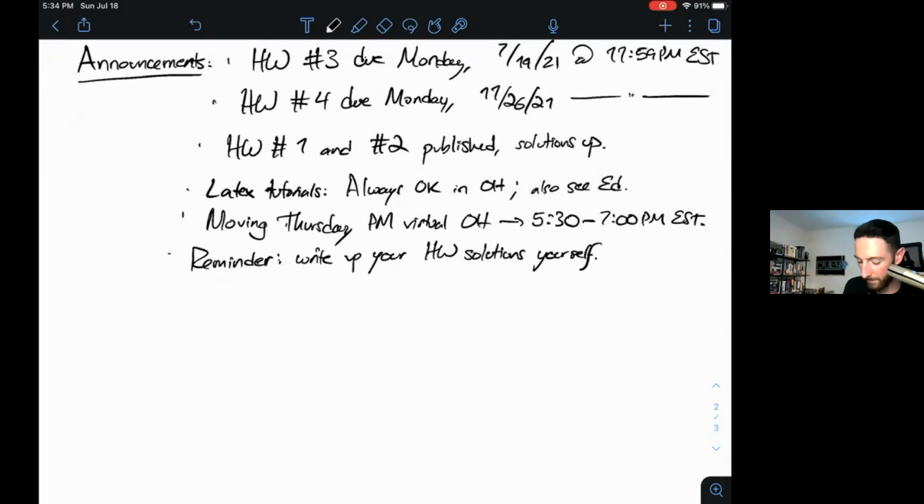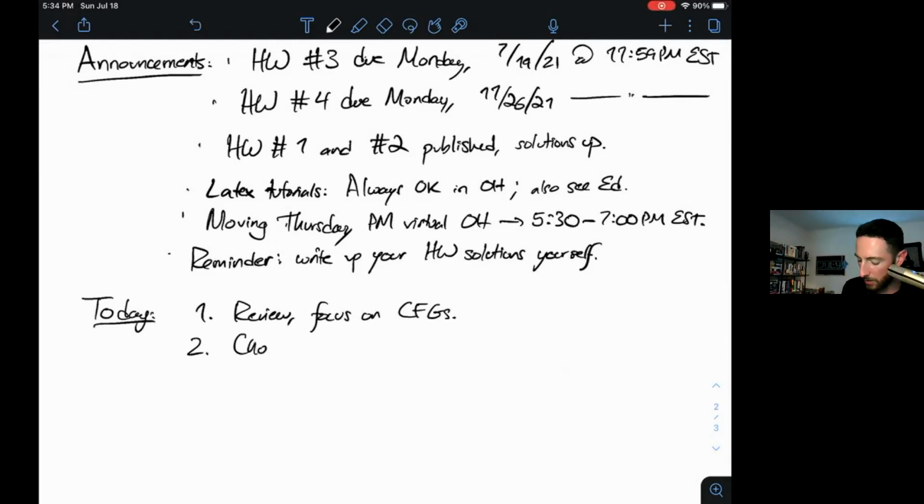Today we're going to start with review, focusing on context-free grammars. Then we're going to introduce Chomsky Normal Form. This is a standard form for context-free grammars. It'll help us figure out, for example, if two different looking grammars produce the same language, we can reduce them both to normal form, although we won't go into that in very much detail.